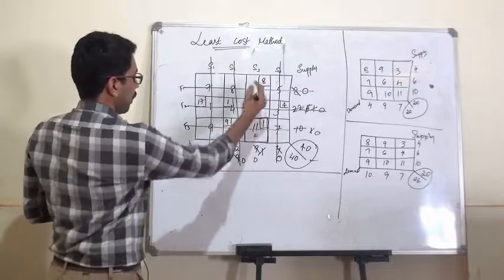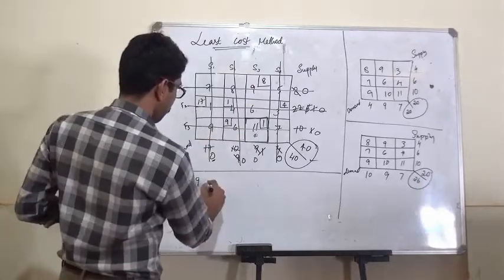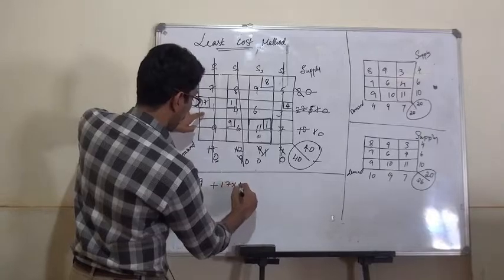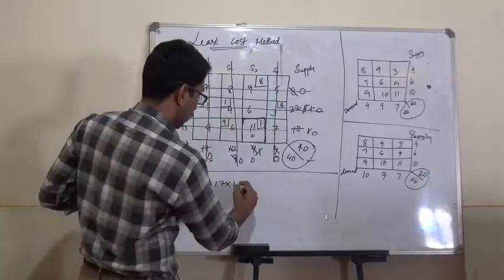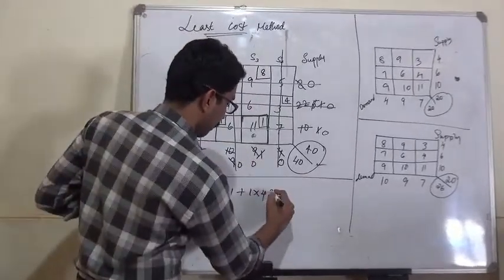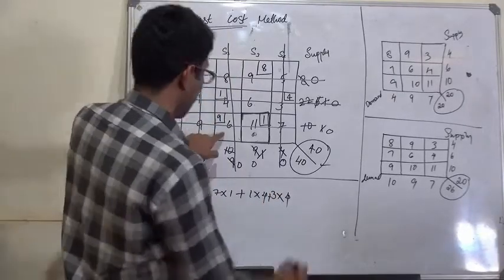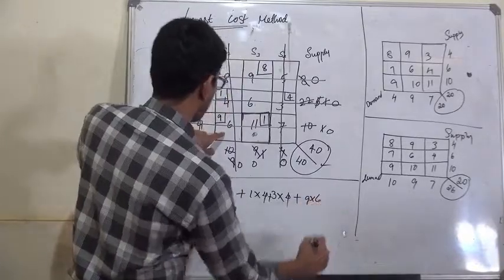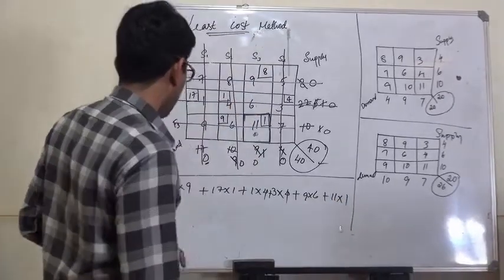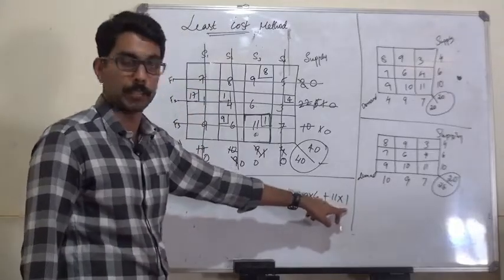Let's check. Here 8 into 9. Then the next cell available, 17 into 1. Then next, 1 into 4. Then here 3 into 4. Then here 9 into 6, then here 11 into 1. We have 1, 2, 3, 4, 5, 6 allocated cells.